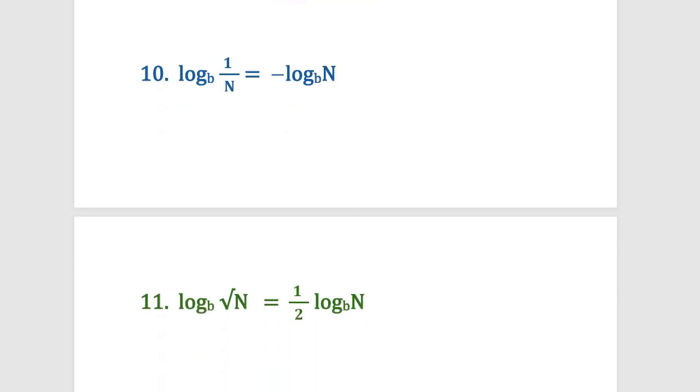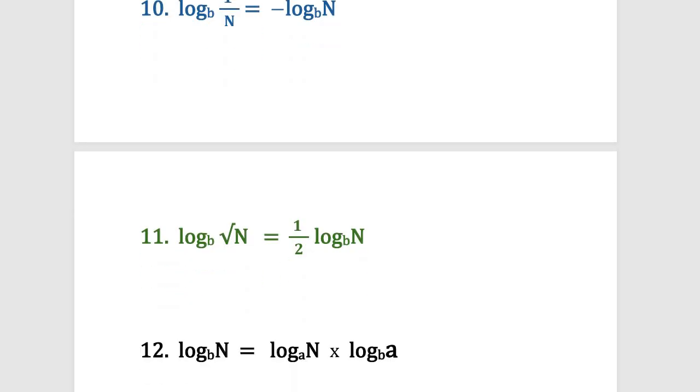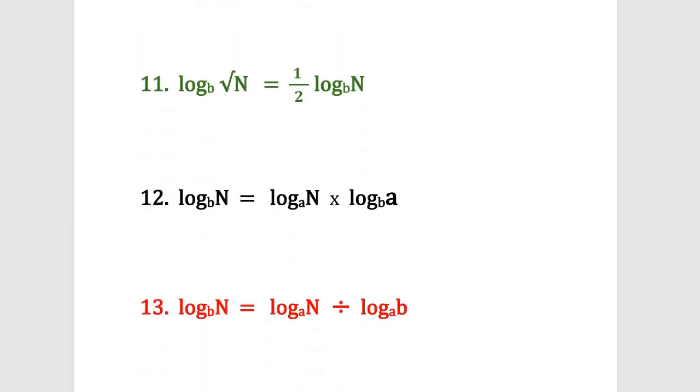Formula number 10, log b base 1 by n equals minus log b base n. Next, formula number 11, log b base square root of n equals half log b base n. So because of this square root, half comes as the coefficient of log.